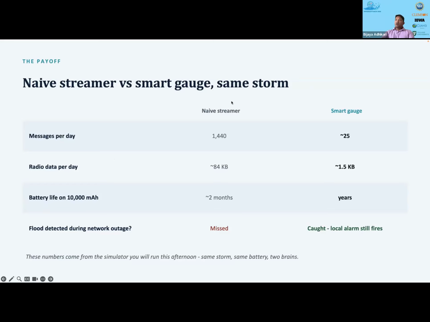So this is the whole picture in one table. Every number will hopefully be reproducible in today's notebook. We'll simulate a storm and then try to produce these numbers. The naive streamer will send 1440 messages, but a smart one will get the same level of alert system with only 25 messages.